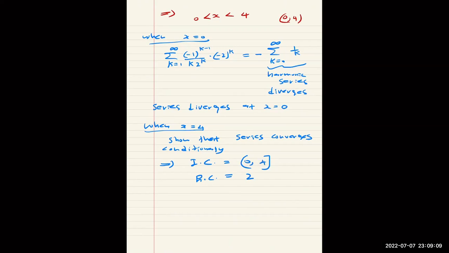By the way, what do you mean by converges conditionally? You might want to recall the definition, conditional convergence from chapter 7. It is that your original series converges, but the absolute value series diverges. If that is the case, we say that the series converges conditionally. All right, let's move on.